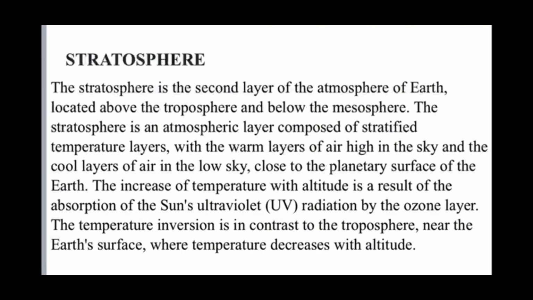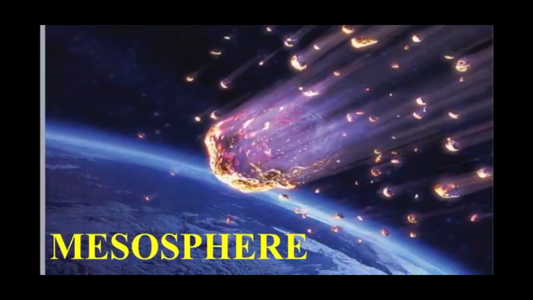So this was about the stratosphere. Now we move to the third layer, the mesosphere. Yes, as you can see in this picture, the meteors that fall from the galaxies fall in this layer, the mesosphere. Now we will study more about the mesosphere.